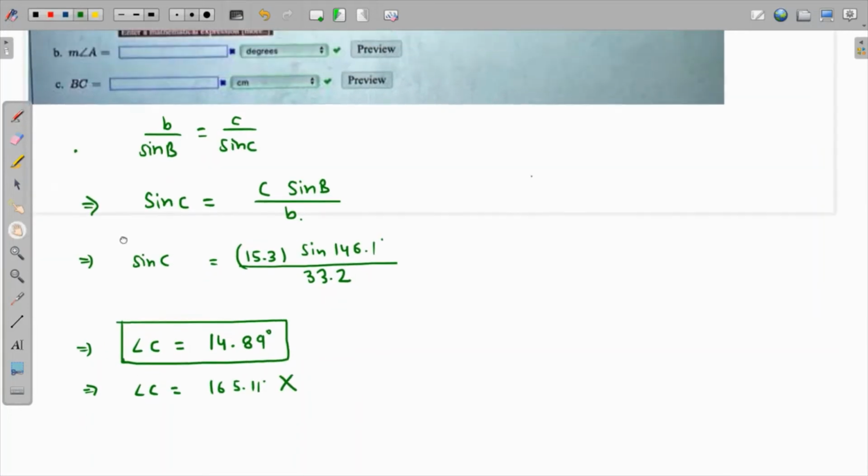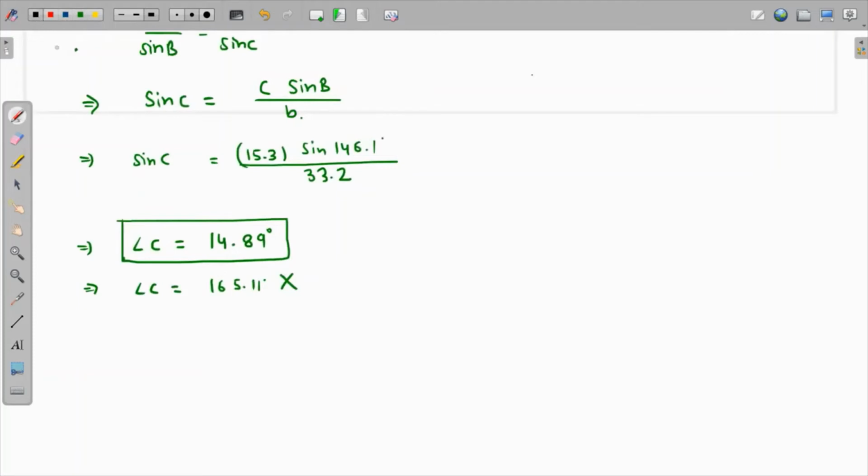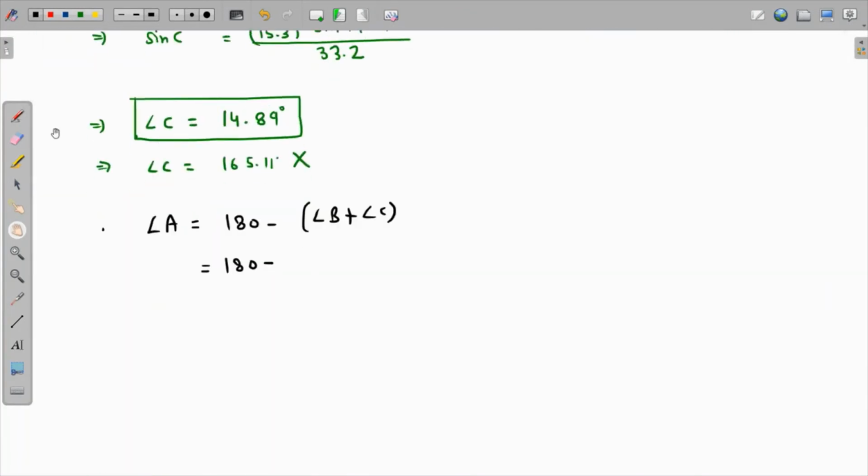If this is the measure of angle C, then definitely angle A is something which is easy to find now, because angle A is going to be 180 minus the sum of other two angles, which is angle B and angle C. This will become 180 minus angle B, which is 146.1, and angle C is 14.89. So let me just grab my calculator once again. That is plus 146.1, and 180 minus this value is coming as 19 degrees, or 19.00 up to 2 decimal places. There's the value of angle A.